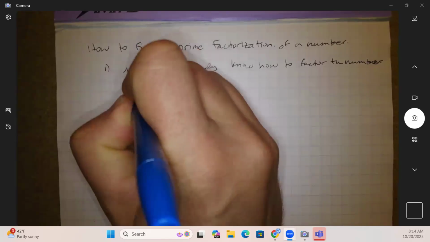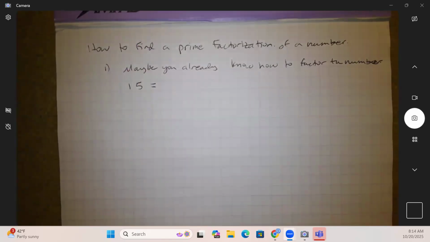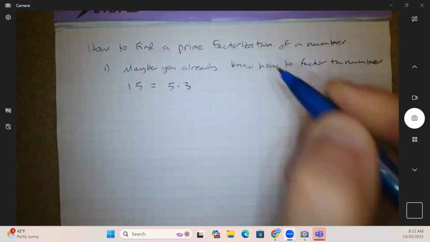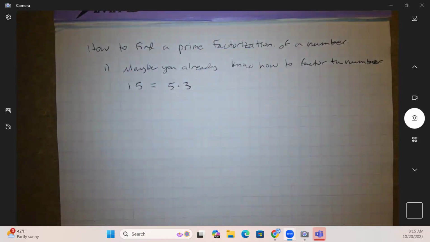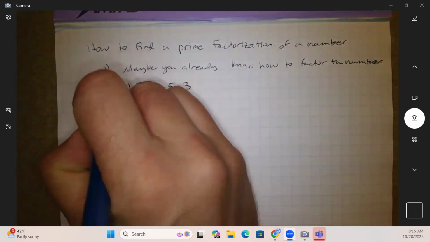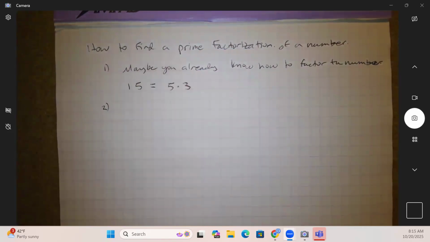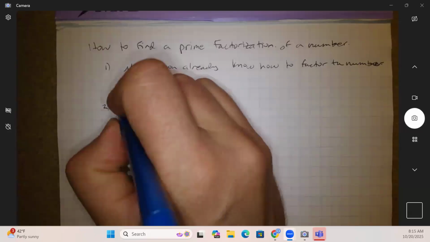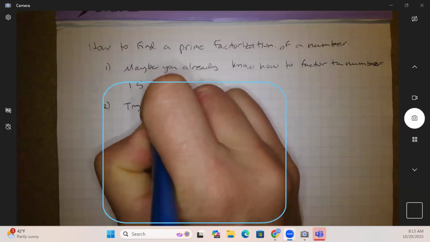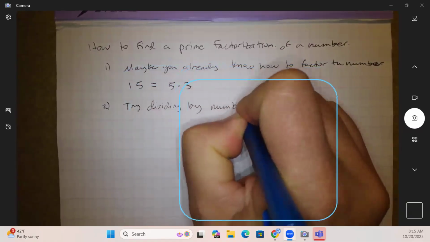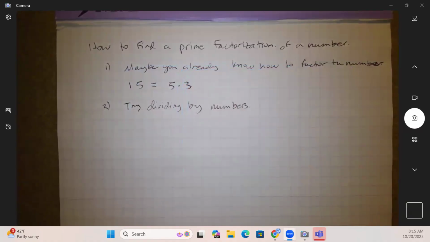What's the prime factorization of 15? 5 times 3, right? We didn't need any kind of algorithm to get us there because Jesse knows that 15 is 5 times 3. 5 and 3 are both prime numbers. If you don't know, we're just gonna try dividing by numbers. And we're gonna do this in a real systematic way.